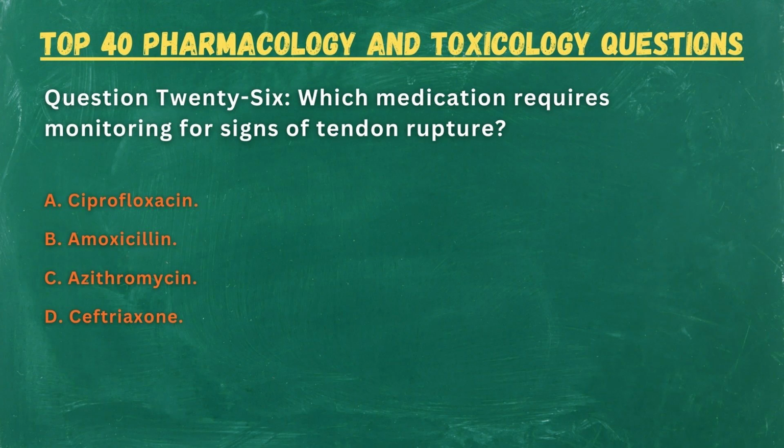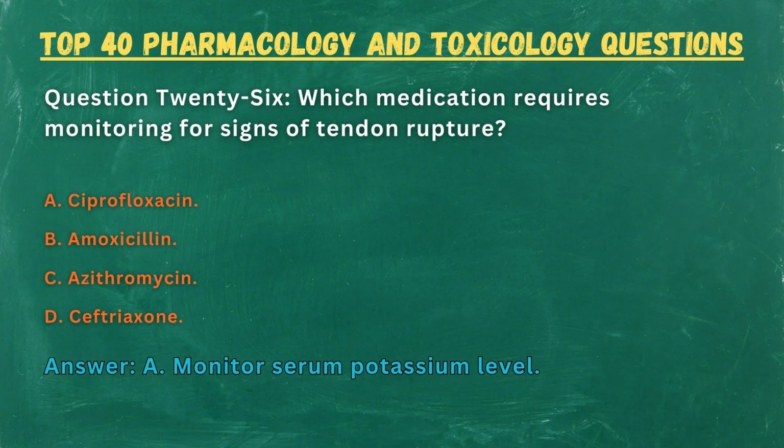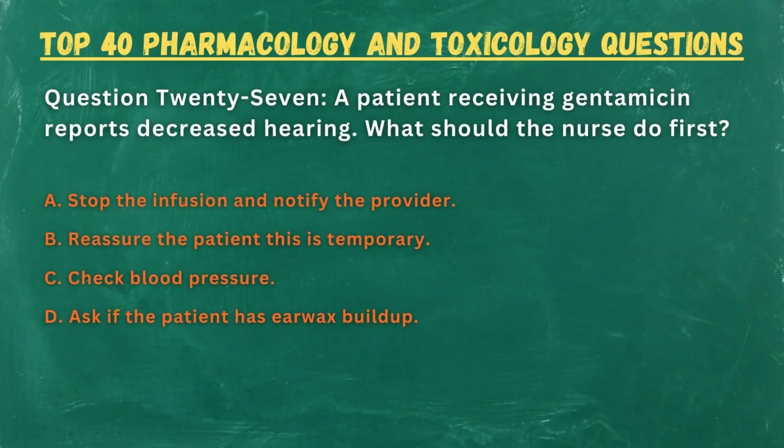Question 26. Which medication requires monitoring for signs of tendon rupture? A. Ciprofloxacin. B. Amoxicillin. C. Azithromycin. D. Ceftriaxone. Answer: A. Ciprofloxacin.